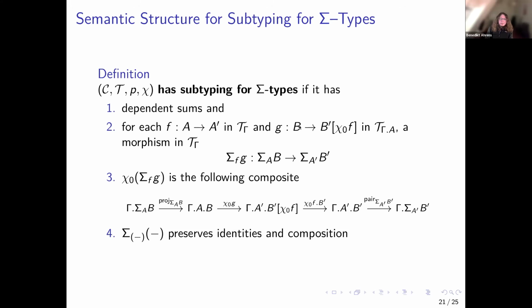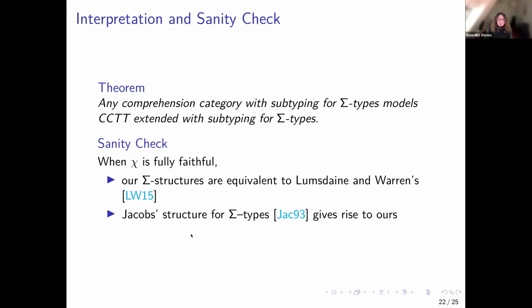So again, the semantic structure gives rise to the syntactic structure, and they are developed kind of hand in hand. And in the end, this theorem is by design, the proof is trivial. Any comprehension category with subtyping for sigma types models CCTT extended with subtyping for sigma types.